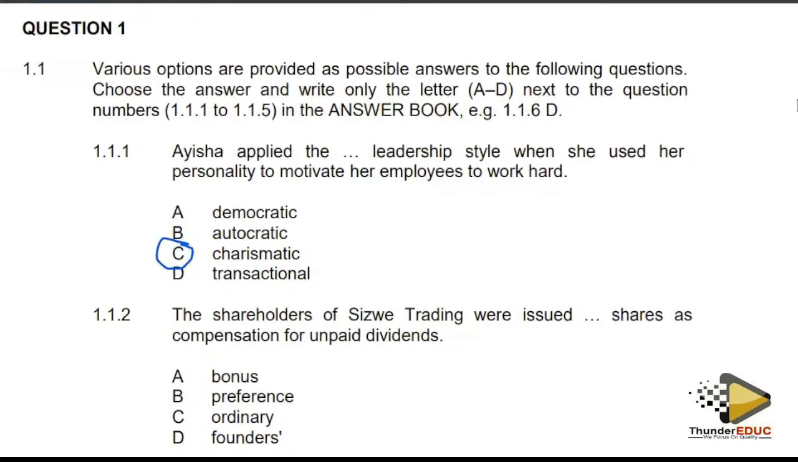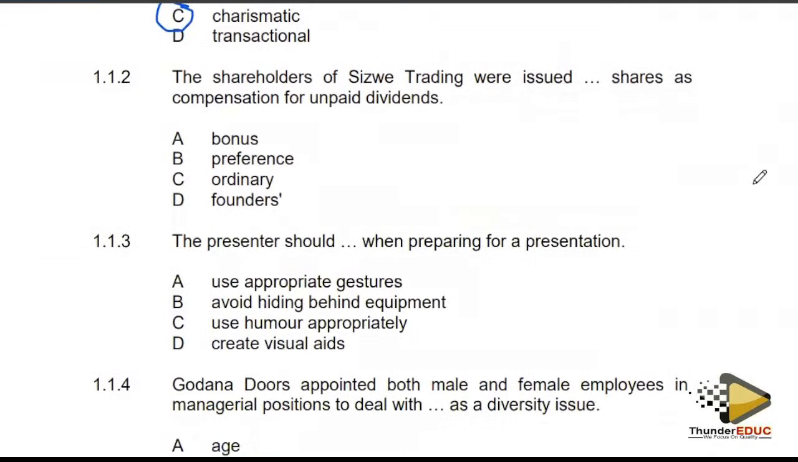So now moving on to the next question. Next question, we have 1.1.2. So 1.1.2 reads as follows. The shareholders of Sway Trading were issued their shares as compensation for unpaid dividends. So now in this regard, for the unpaid dividends, we have A. A is the bonus shares. Remember, bonus shares are given because the investors were not paid their dividends during the course of the year.